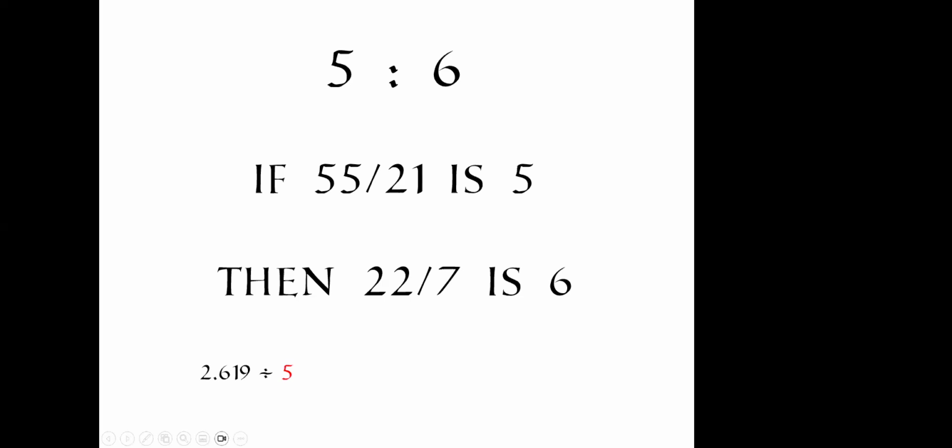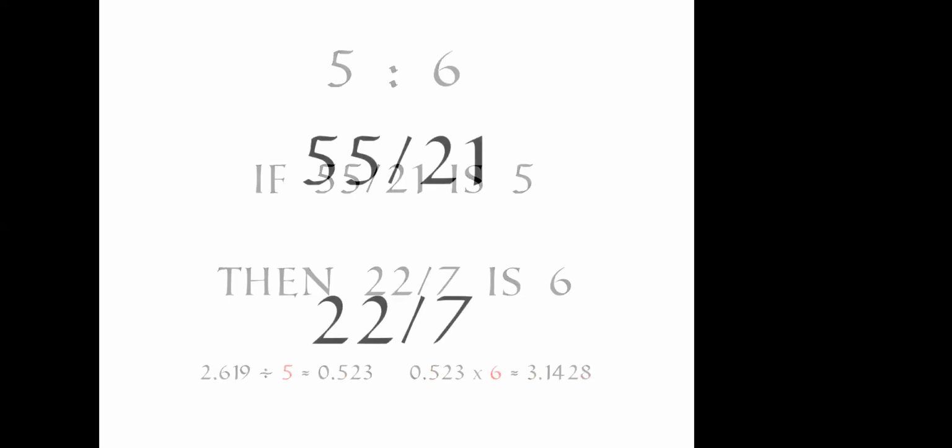Now, if I divide that by 5, I get this number here, 0.523. And if I now multiply that 0.523 by 6, then I'll get the 22 over 7 number here, the pi. So this is how there's this relationship of 5 to 6 between them. Now, the other thing is that one contains 21, the other contains 22. So we're back to this pi relationship of 22 to 21. Now, what I'm going to do is flip these two numbers around. So they're going to go to the other ratio, like so. So we now have 55 over 22, which is much simpler. It's just 5 over 2. And we have 21 over 7, which is much simpler. It's just 3.